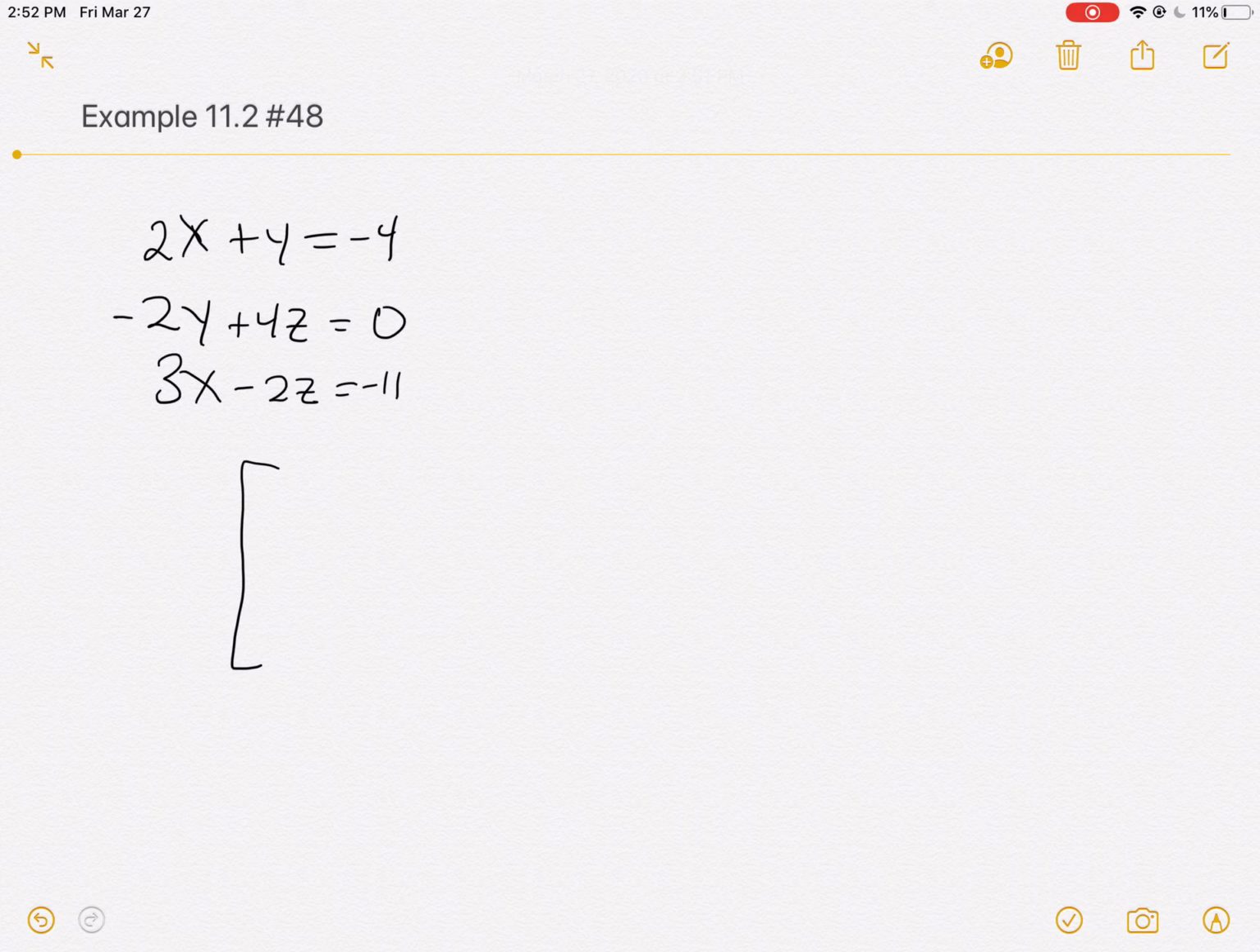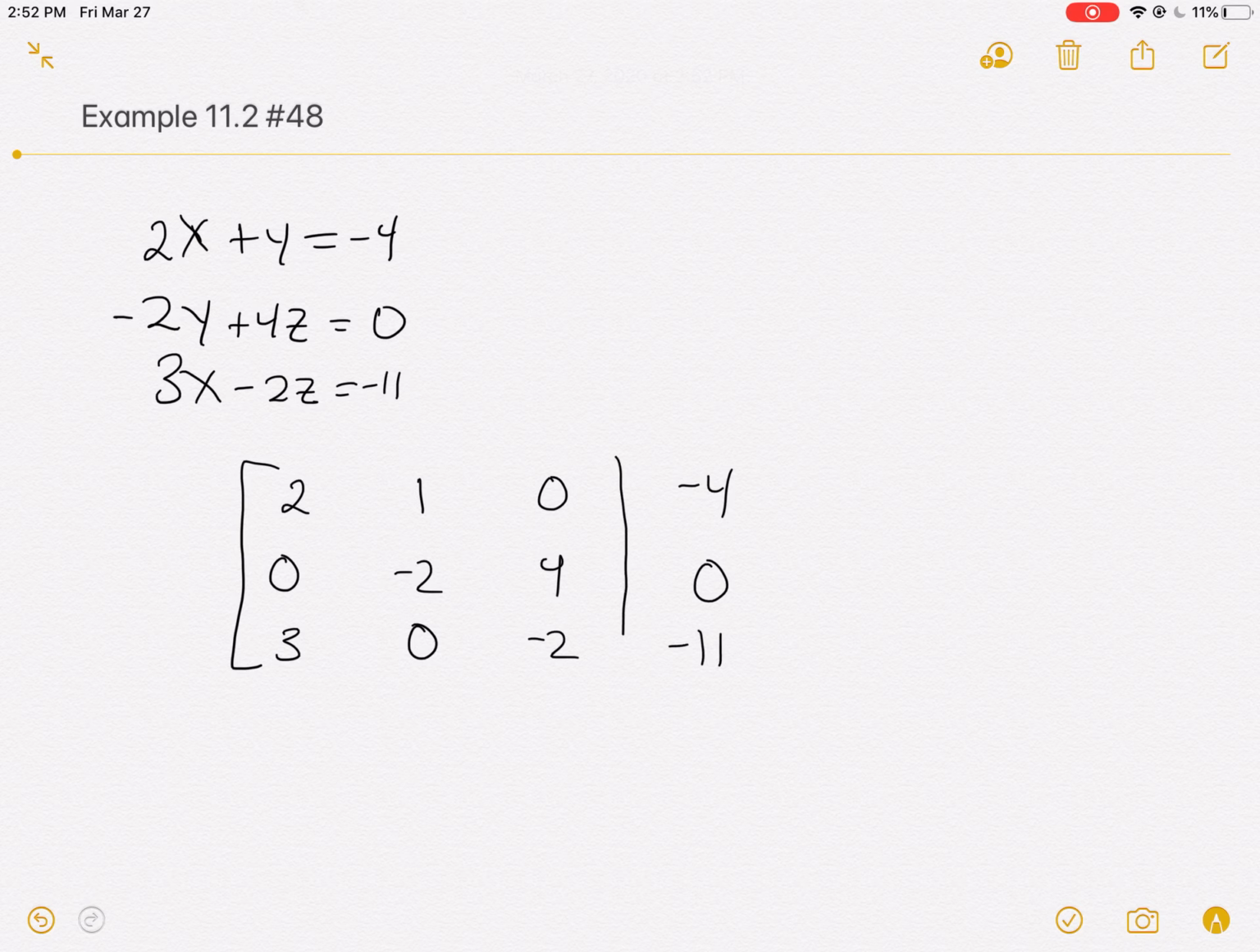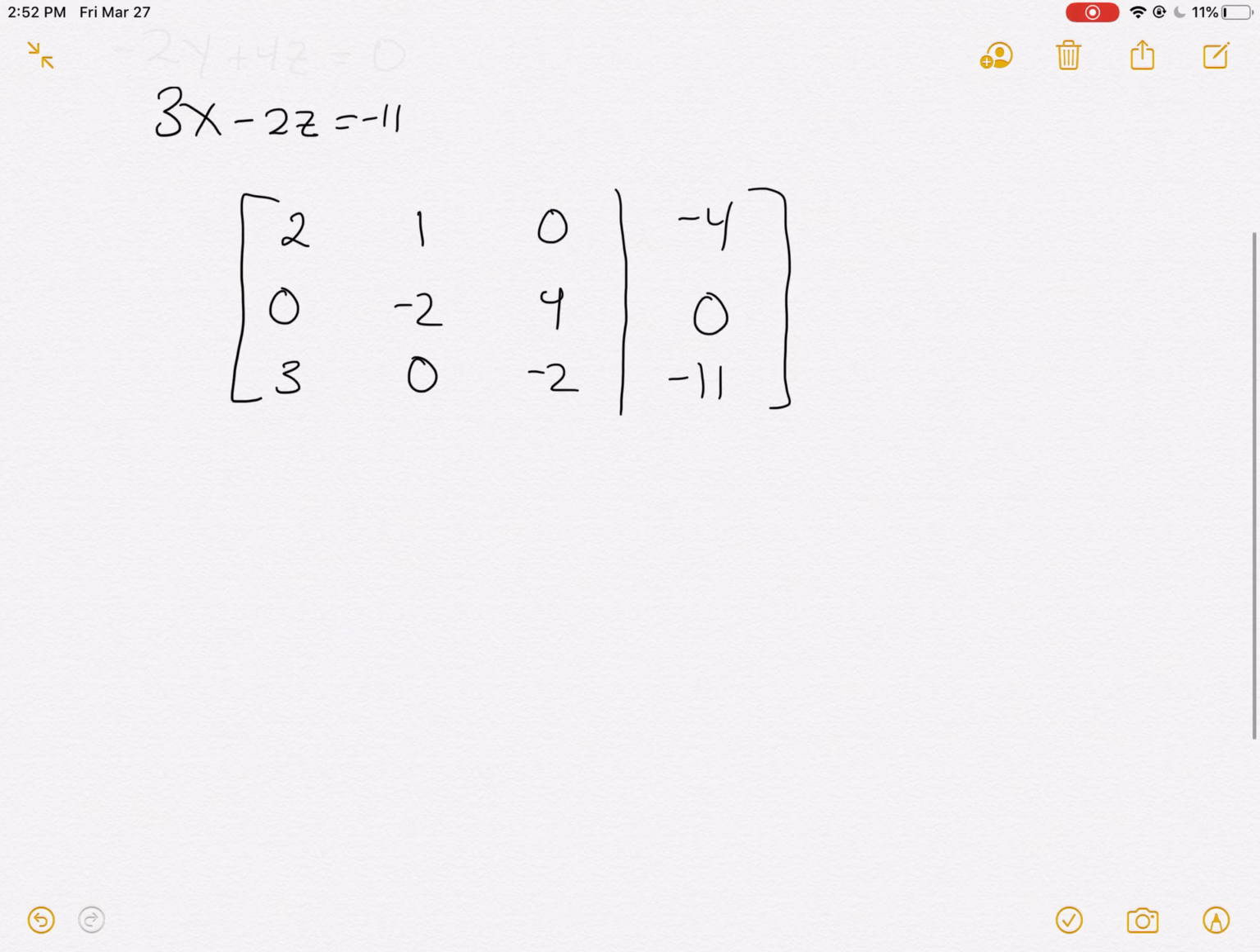No problem. As we go to write that first equation, its x is 2, its y is 1, its z is 0, and its constant is negative 4. Then this second one has no x's, minus 2 y's, 4 z's, and a 0. And the last one has 3 x's, but no y's, and a minus 2 to give us a negative 11. So there's our augmented matrix. We want to get that in reduced row echelon form.